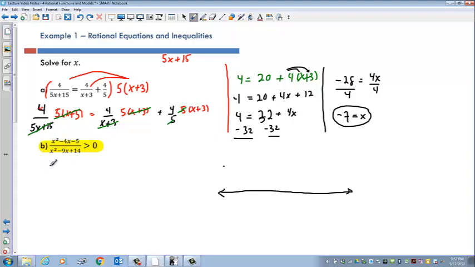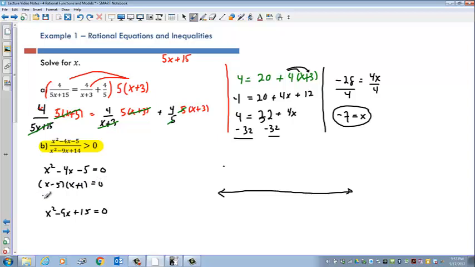So the idea behind this one is you not only set the top equal to 0, but you're also going to set the bottom equal to 0. So x squared minus 4x minus 5 is equal to 0. These will give us the zeros of the function. And then the bottom one, x squared minus 9x plus 14, typically gives us the vertical asymptotes of the function. So this one is x minus 5 times x plus 1 is equal to 0.